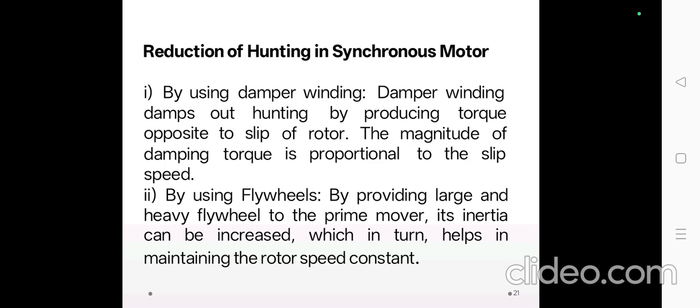Next one is synchronization with the infinite bus bar. There is a specific procedure for connecting a synchronous machine to the infinite bus bar.